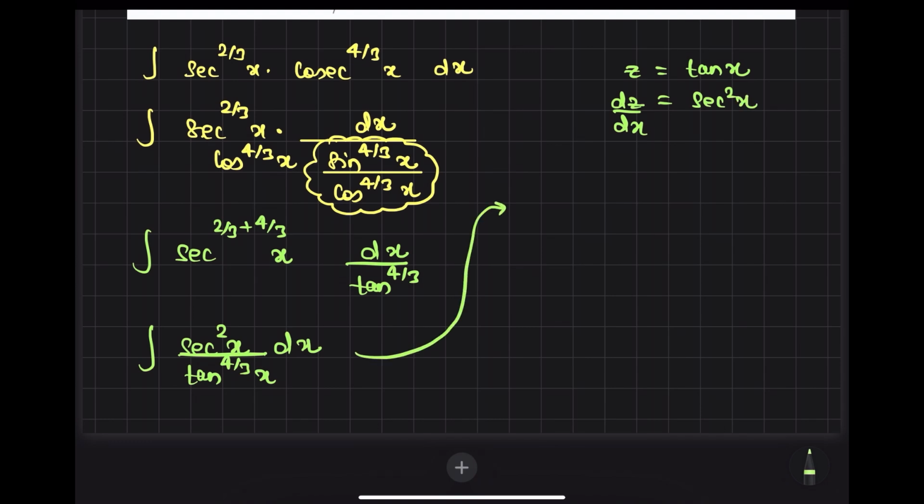Let's manipulate the question and convert it into z. So sec square x dx will become dz, and tan x will be converted into z. So z power 4 by 3 in the denominator will be taken to the numerator as z power minus 4 by 3. I hope till this part you guys are okay.